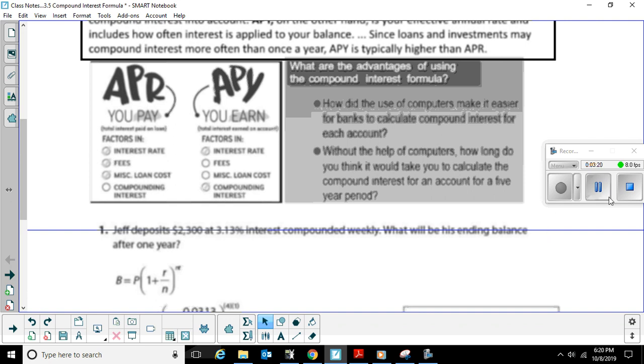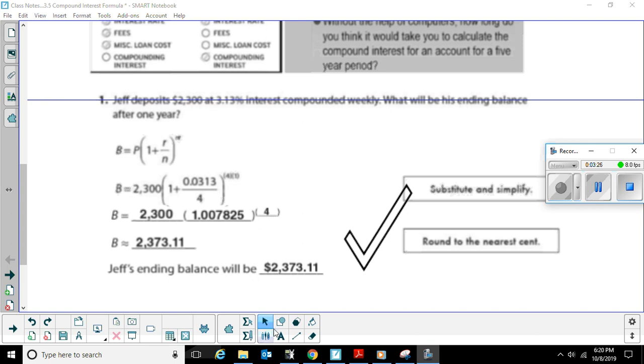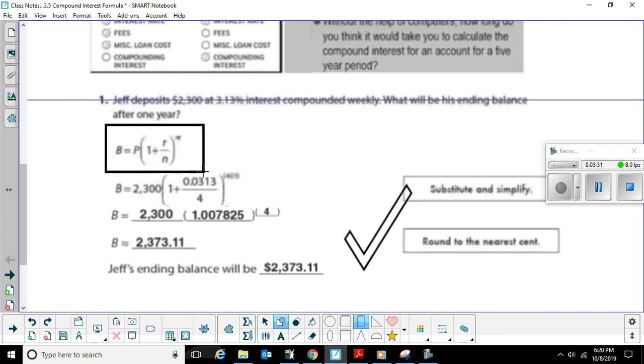So here we are. Let's jump right into this compounding formula. According to the compound formula, I'm going to find my principal, and I'm going to find the rate I have. I'm going to divide that by the number of times I'm compounding, and then I'm going to use my exponent operation with the time and the number of compounds.